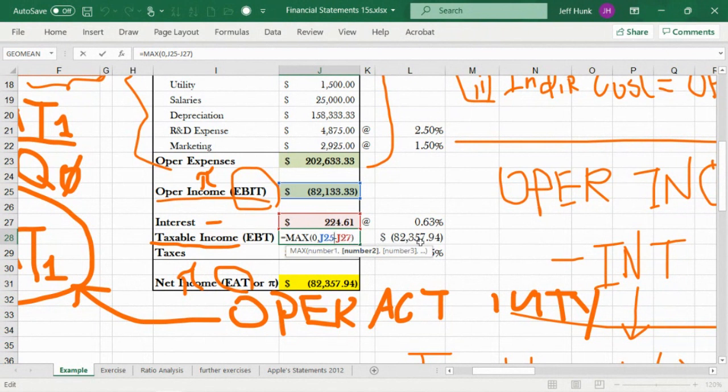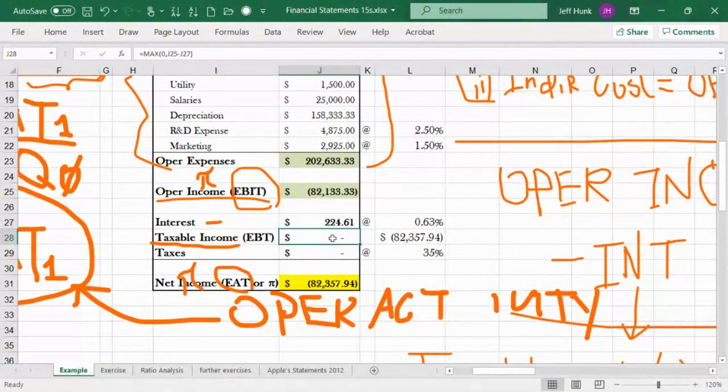Now, this number will be negative now, right? Then Excel will automatically pick the bigger one. Of course, between 0 and the negative number, 0 is bigger, so 0 will be automatically picked. So there will be nothing, meaning we don't have any taxable income. We are in a loss. We cannot even pay this. We have this interest obligation. We cannot even pay this.